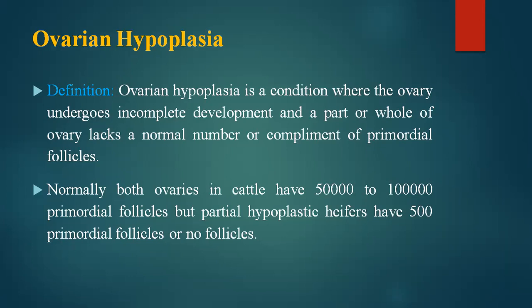If the number of follicles is lower or greatly reduced, then these calves will be called hypoplastic. And sometimes they can be so hypoplastic that only 500 to 1000 follicles are present in the ovary, or even no follicles at all.